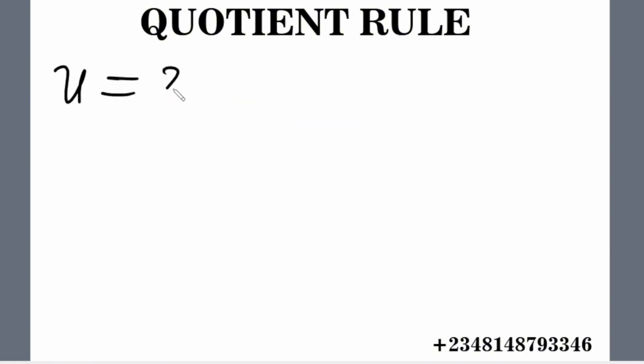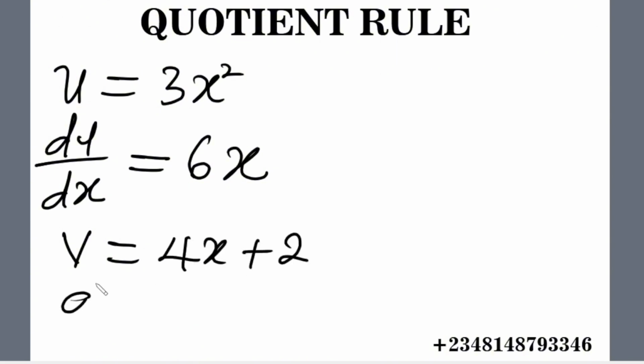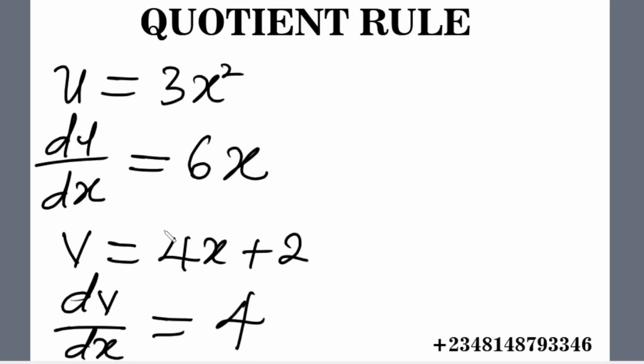Since u equals 3x squared, du all over dx equals, if you differentiate 3x squared with respect to x, it will give you 6x. You multiply 3 by the power and then subtract 1 from the power. Now, since v equals 4x plus 2, dv all over dx equals 4. If you differentiate 4x with respect to x, it will give you 4. If you differentiate 2, it is 0, since it is a constant.